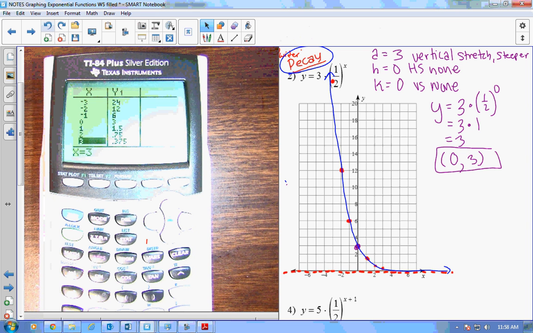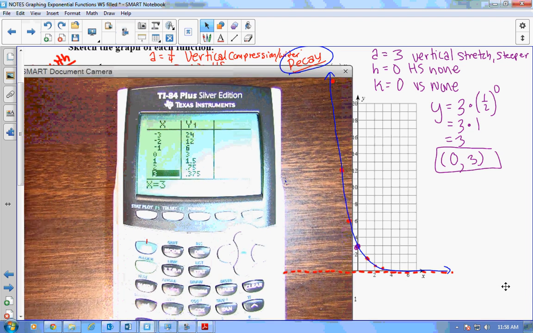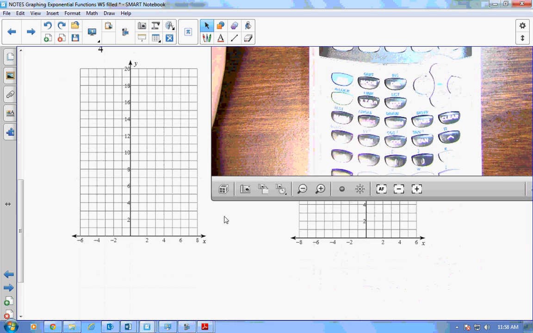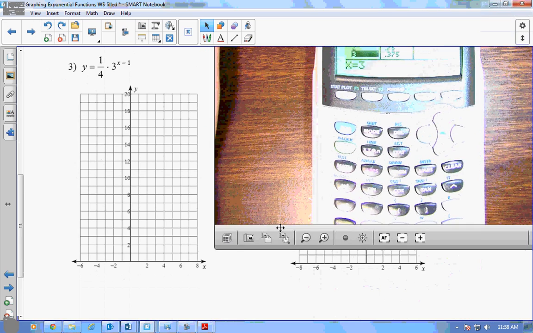Any questions on number 2? Do you remember these from 9th grade? Yes. Good. Okay, I'm going to move my calculator over here. Let's look at number 3. What's the first thing we need to identify?